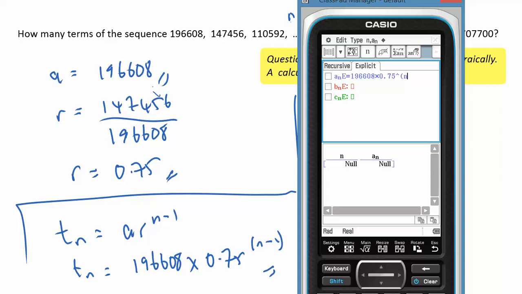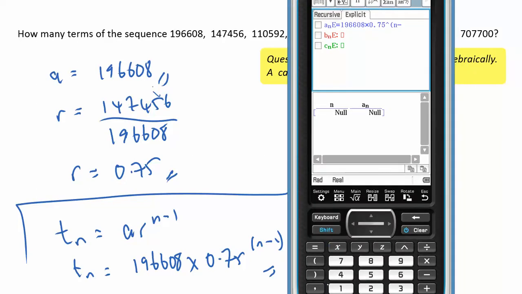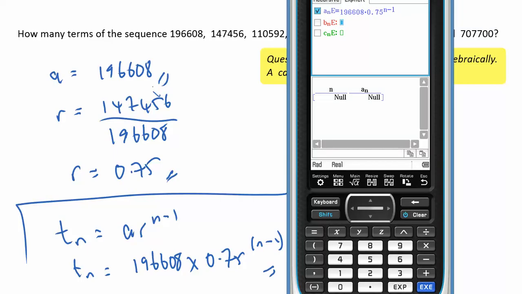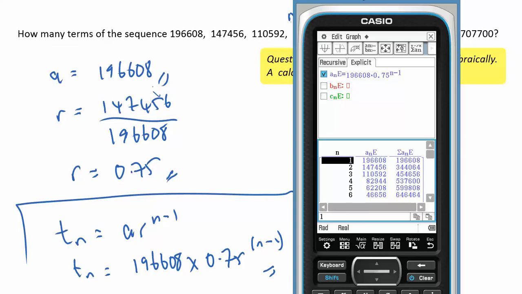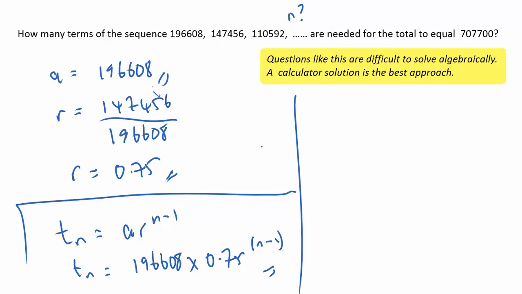We use the n button here. And then selecting the column button. I've already had that set up, so it produces the sum or the series as we go. And we want 70700. So you can see the 8th term will give us a sum of 707700. So 8 terms are required.